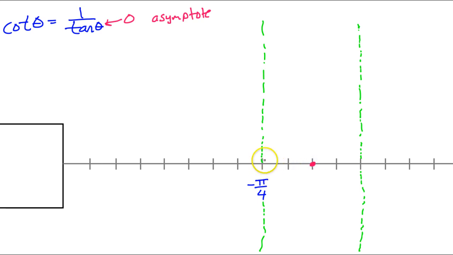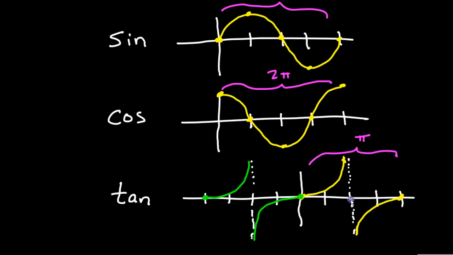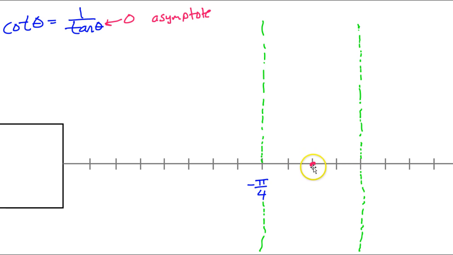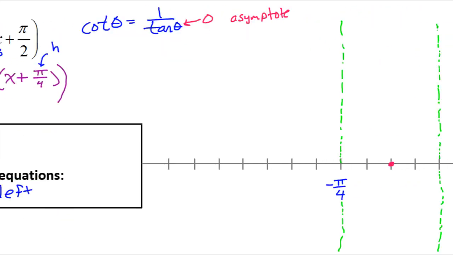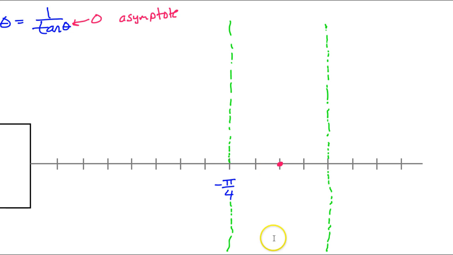Everywhere that tangent has an intercept, cotangent has an asymptote. Everywhere that the tangent function has an asymptote, the cotangent function has an intercept. Just reverse everything. Okay, so this is basically how things are going to shape up for the cotangent function. This would be one period. Whenever we graph tangent or cotangent, we always do 2 periods, but we'll do that in a moment.